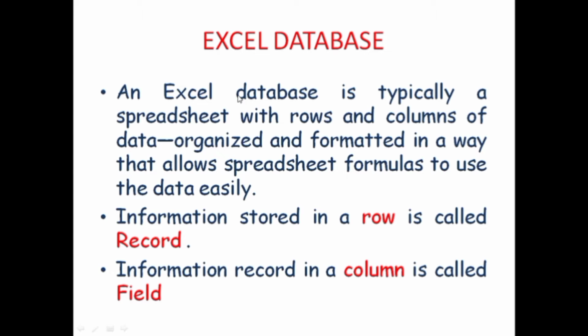Means the whole concept is that a database is a collection of different kinds of data, or it is the collection of records and fields. Here the information stored in a row is called a record, and the information stored in a column is called the field. We already know that an Excel spreadsheet is a collection of rows and columns. Rows are the horizontal series and columns are the vertical series of cells. So the data that is stored in the horizontal row is called the records, and the data that is stored vertically, or in columnar form, is called the field.